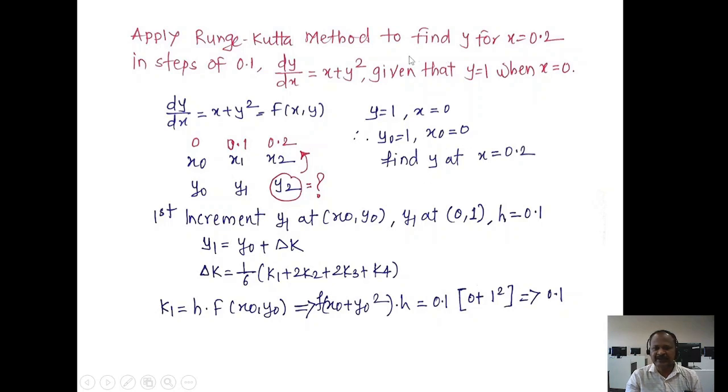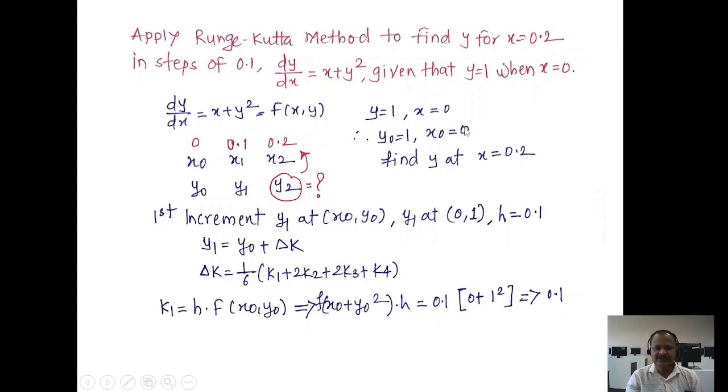Now we have to find y for x is equal to 0.2. So you can write here: find y at x is equal to 0.2. The step is given, or you can say the interval is given. So the interval is 0.1. So I can write here x0, then x1, then x2. Below x0 you can write y0. Below x1 you can write y1. Below x2 you can write y2.